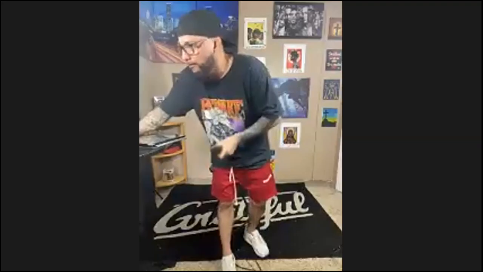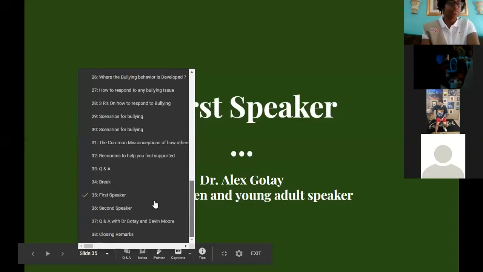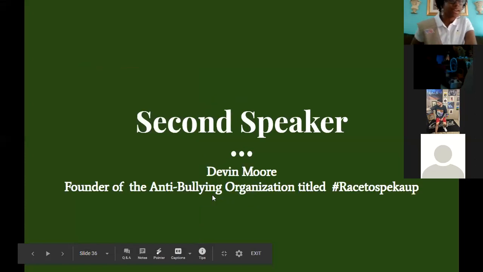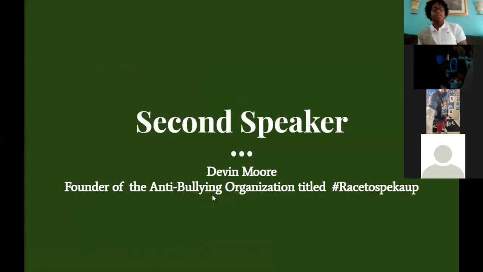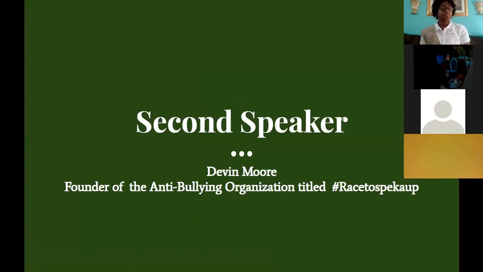My pleasure. Next person is Devin Moore. Devin is a 16-year-old sophomore, and he has his own anti-bullying organization called hashtag Race to Speak Up. He basically started it after he was racially cyberbullied in middle school. So Devin understands that a person should not be bullied, and he is driven to make sure that what happened to him does not happen to anyone else.